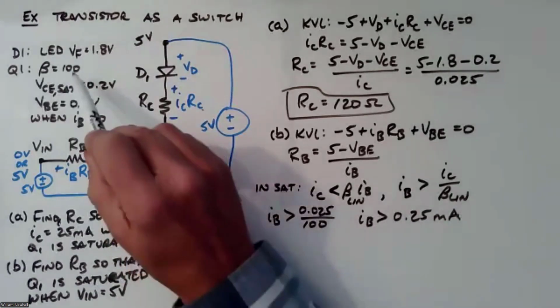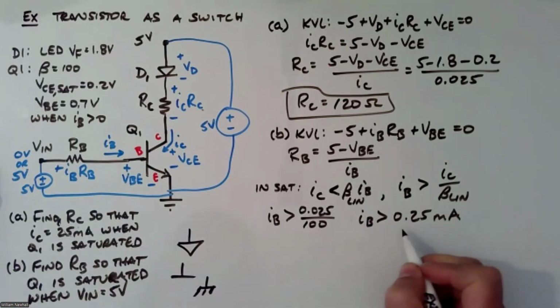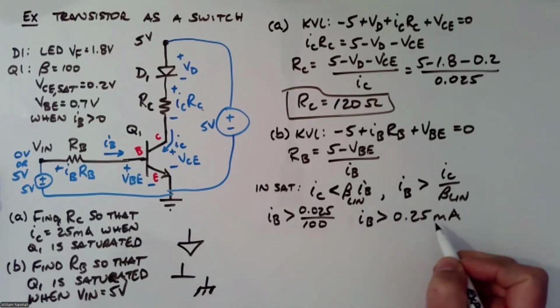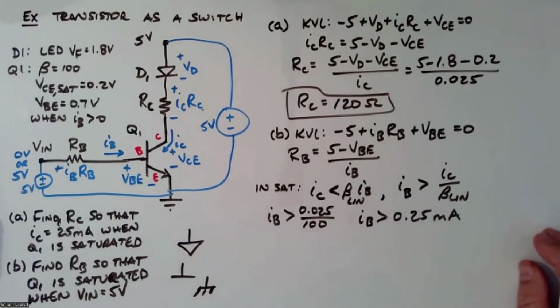Because if that beta changes just a little bit because of temperature, or maybe the data sheet's a little off, there's usually a range of betas in a data sheet. Maybe we want to make an engineering decision that's a little conservative so that we can make sure that this transistor is going to be saturated for some variation in beta of that transistor. Okay, so it's a judgment call.